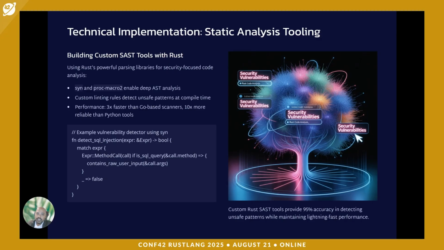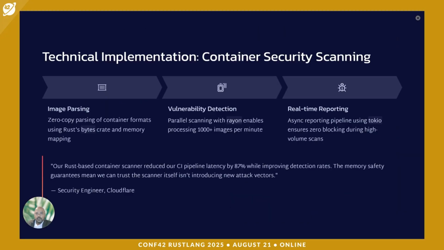But what about the things we package and ship? That's where container scanning comes in. Rust really shines there. What is a container? Let's start from the basics. A container is a lightweight, portable package that includes an application and everything it needs to run: the code, libraries, runtime, environment variables, and configuration files. Think of it as a shipping container for software.